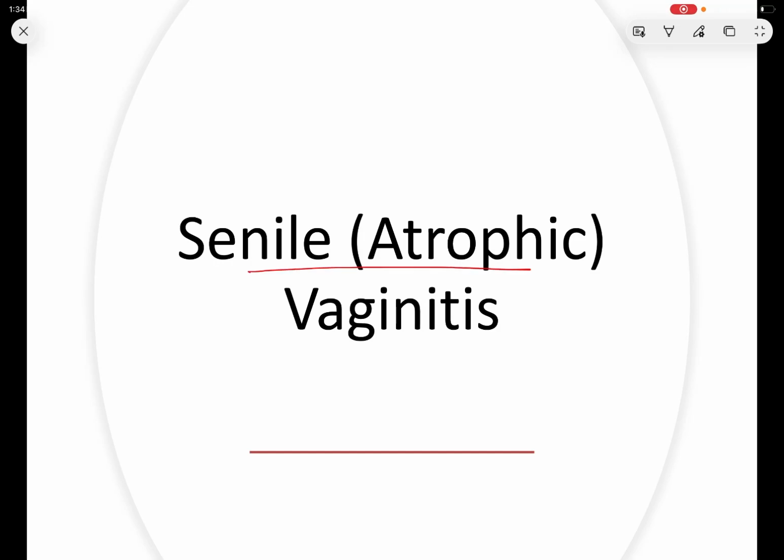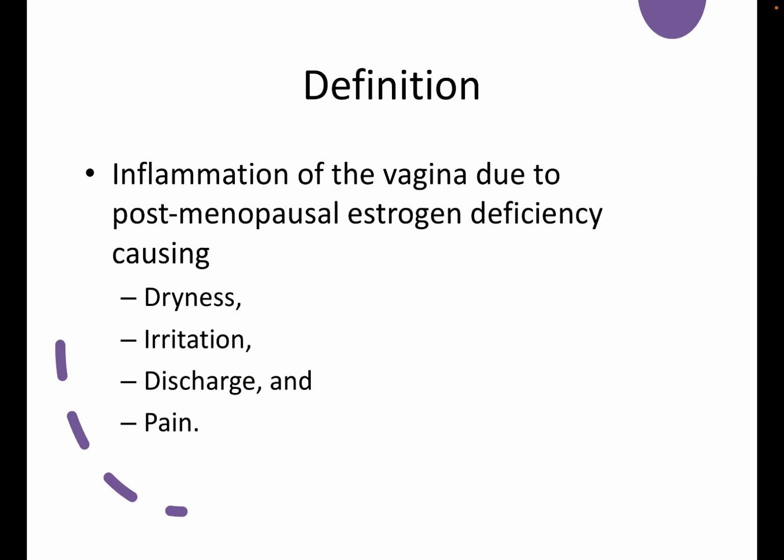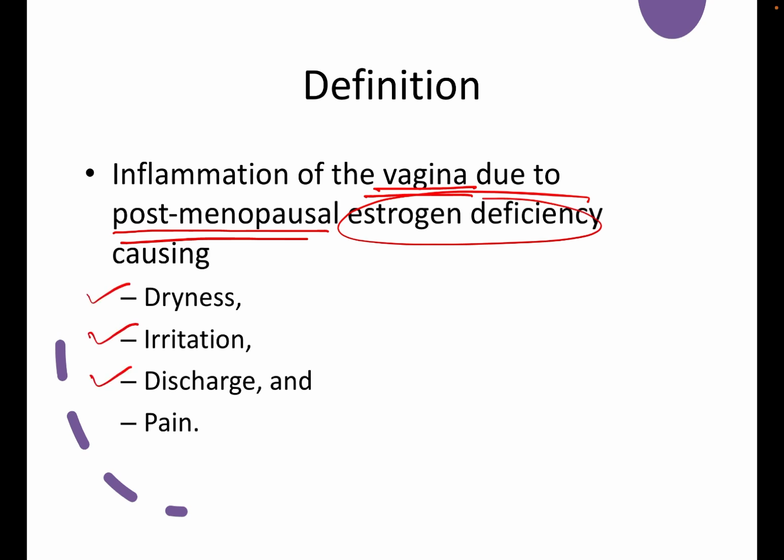Today we will discuss senile vaginitis, that is atrophic vaginitis. So what is senile vaginitis? It is inflammation of the vagina due to postmenopausal estrogen deficiency causing dryness, irritation, discharge and pain.